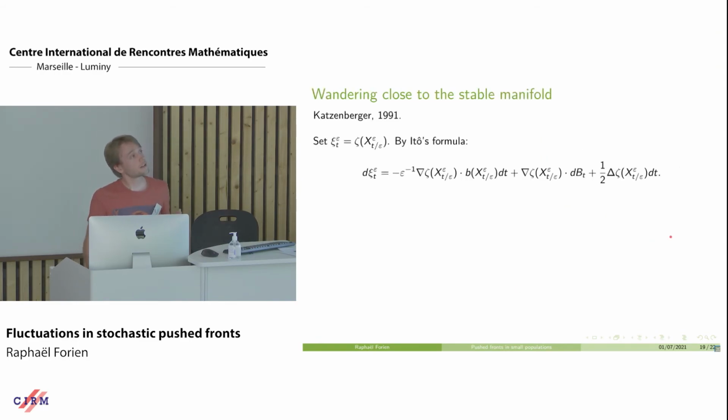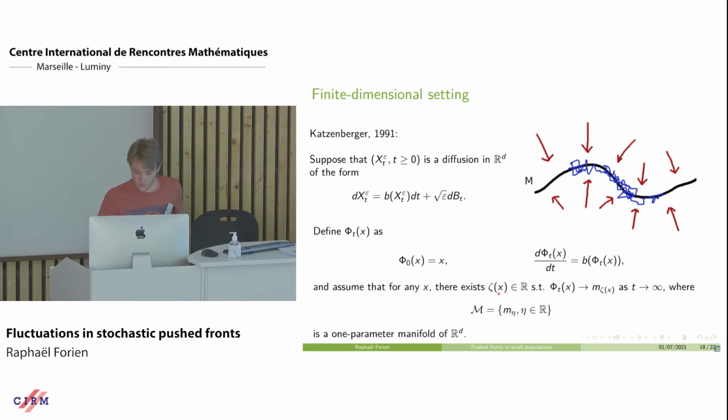Okay, a bit of stochastic calculus. The idea in the proof of Katzenberger here is to use this coordinate here, this zeta. So remember what I assumed here. The flow converges to a point on the manifold, and zeta is the coordinate along the manifold of where you're going to end up if you start in x. So it's the projection along the deterministic flow on the manifold.